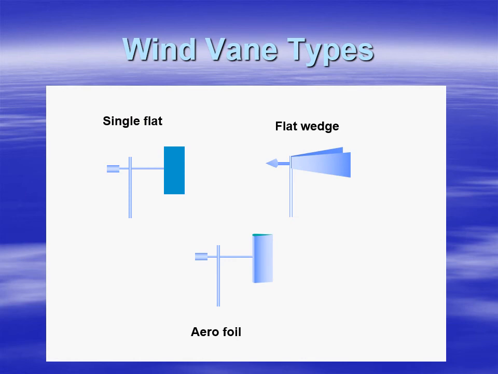So there are various different types of wind vanes. The airfoil wind vane is popular. So are the other two, the single flat and the flat wedge. So those are the different types of wind vanes and the different responses of wind vanes.